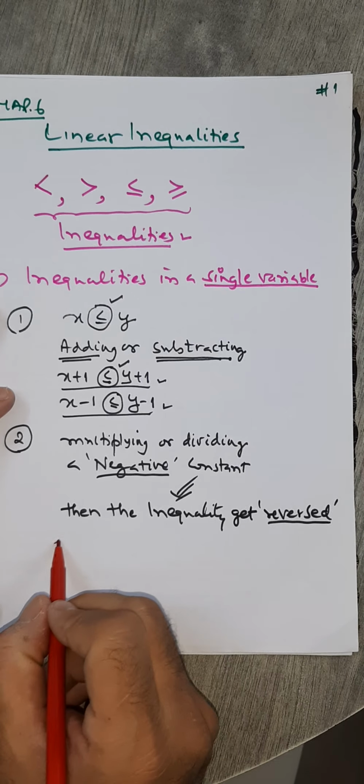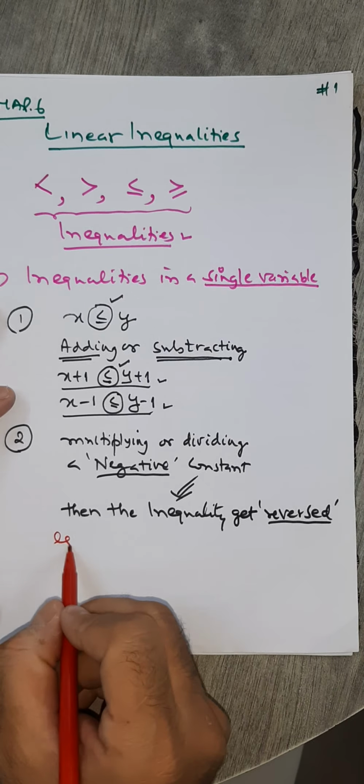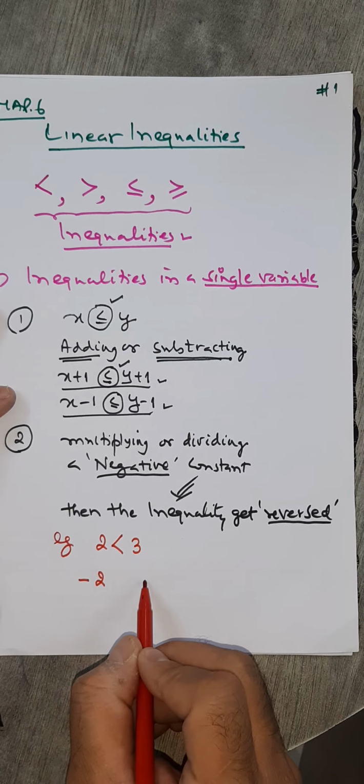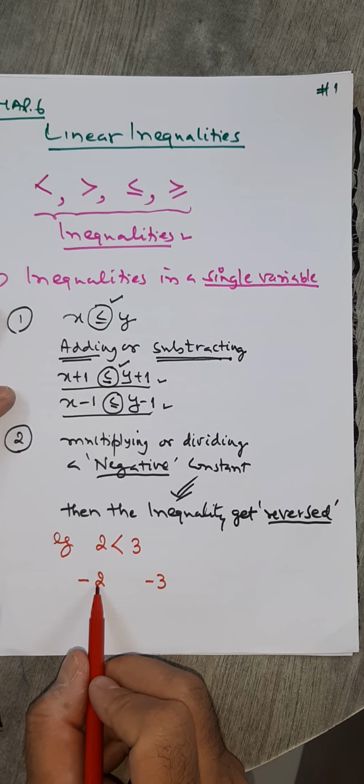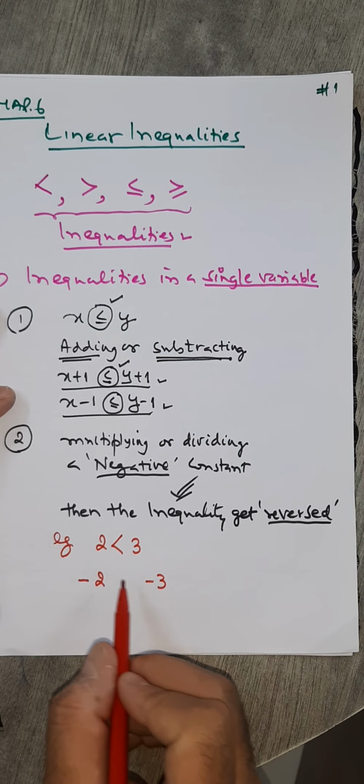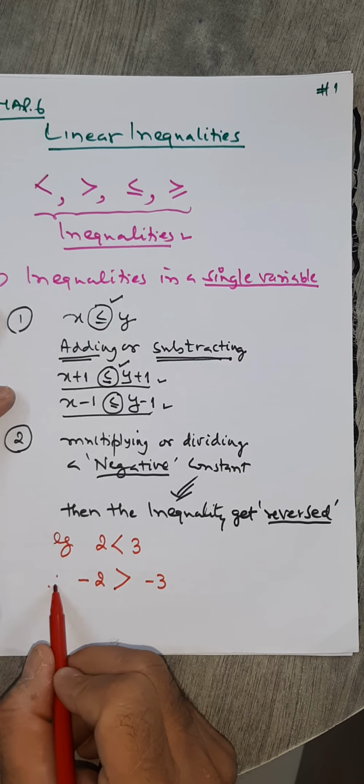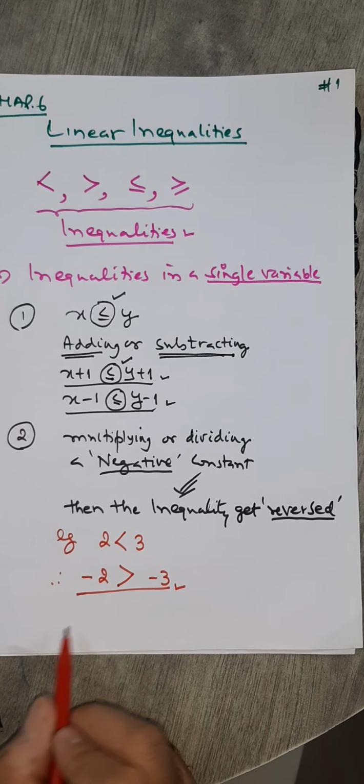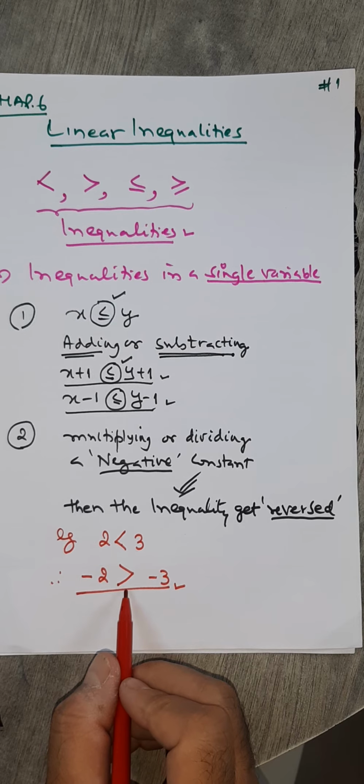For example, 2 is less than 3. I'm multiplying with minus 1, so minus 2 and minus 3. Now you know that minus 2 is not less than minus 3, but minus 2 is bigger than minus 3. So the inequality gets reversed. Here it was less, here it is greater.